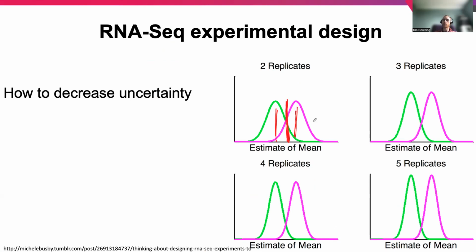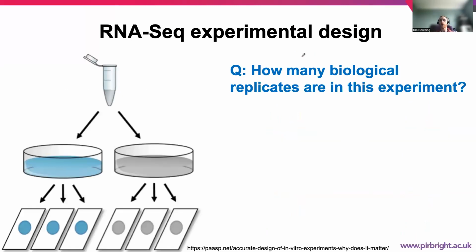And likewise, as we go to 3, 4, 5, what we find is that the standard error associated with our mean expression level for that particular transcript decreases. So remember that your standard error, SE, is equal to the standard deviation divided by the square root of n. So as n increases, our standard error decreases. So this improves our certainty. Note here, in each case, we're talking about biological replicates. So you can ask yourself then, how many biological replicates are in this experiment?